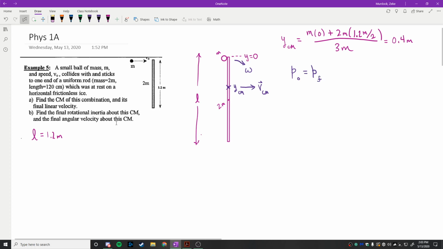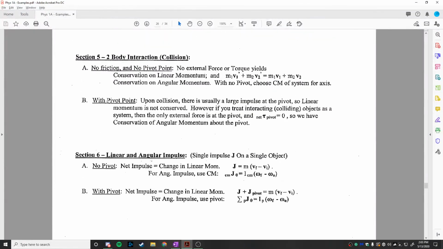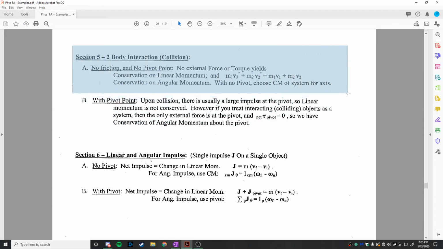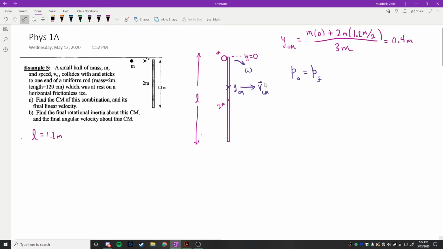Just to remind you where you can find the notes for this, because your book does a horrible job of outlining these. There's two situations when you have collisions: you either have no friction and no pivot, or you have a pivot. We're in this scenario right here. It says with no pivot, choose the center of mass of the system for an axis, and use conservation of linear and angular momentum. So we do that here to say that the initial momentum in our system was coming from just this ball moving. So that's going to be m times v0. And then the final momentum comes from the fact that the two objects stick together. So the total mass is m plus 2m, and we multiply by the velocity of the center of mass. This is what we're trying to solve for.